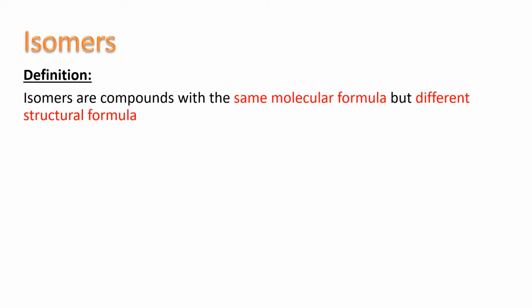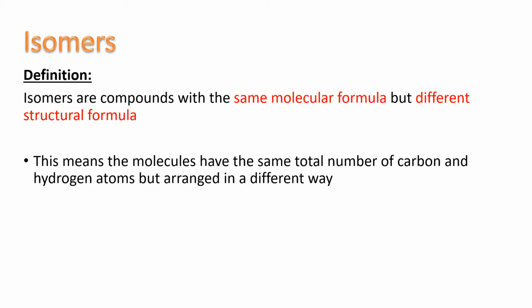So let's start off by thinking what they actually are. The definition of isomers is compounds which have the same molecular formula but different structural formula. Let's have a wee think about what this means. This tells us the molecules have the same total number of carbon and hydrogen atoms, but they're arranged in a different way. They don't join together the same.